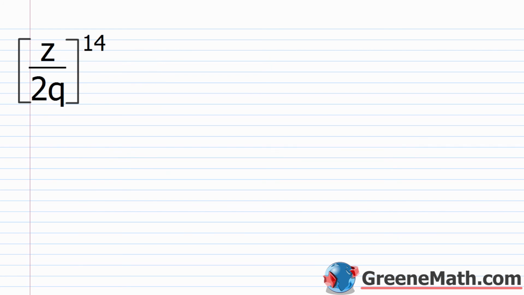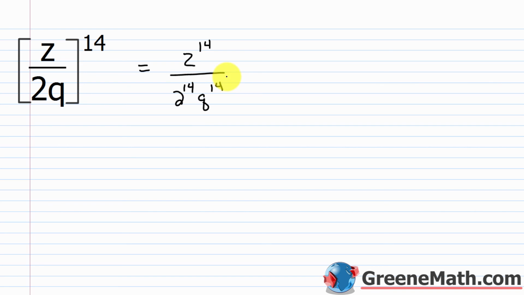All right, what about z over 2q? And this is raised to the 14th power. So again, whatever's in the numerator, which is z, that's raised to the 14th power. And this is over, what's in the denominator? I have 2q. So the 2 would be raised to the power of 14. And so would the q. That would be raised to the power of 14 as well.